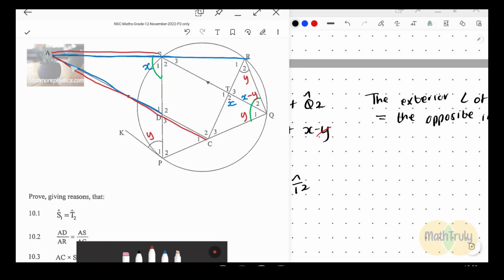They have a common angle here, a shared angle. So we have to find out how these two triangles are similar. So I'm just going to outline the two triangles. Okay, so it's the blue and the red triangle. So we're going to have to find out, how are these two triangles similar?